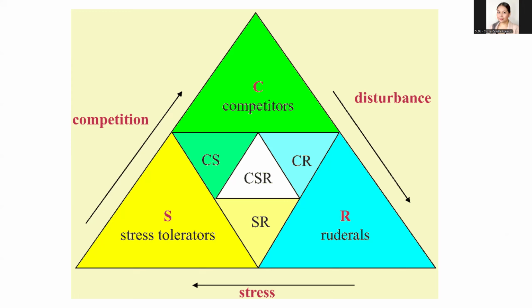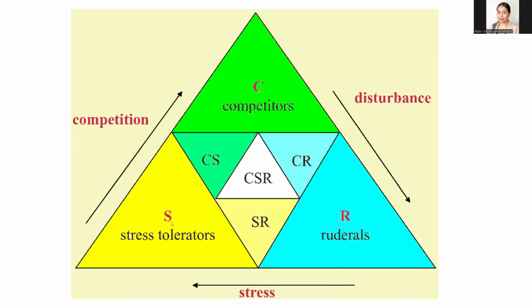So you have competitive strategies, which are your C strategists, your competitors. They thrive in environments with low stress and low disturbance, but high competition. So they grow rapidly, they invest in resource acquisition, and they dominate stable habitats. Examples of this would be trees like oak and beech, shrubs and tall grasses.